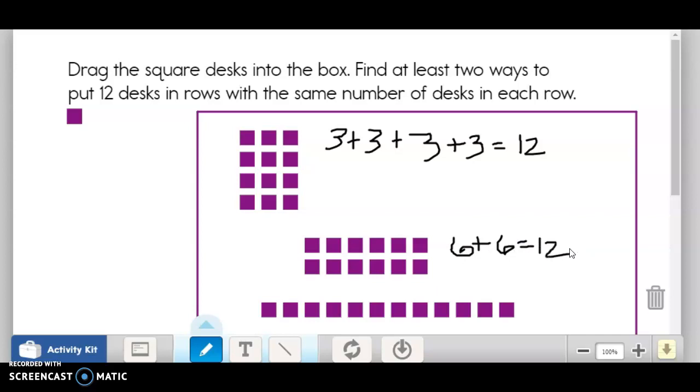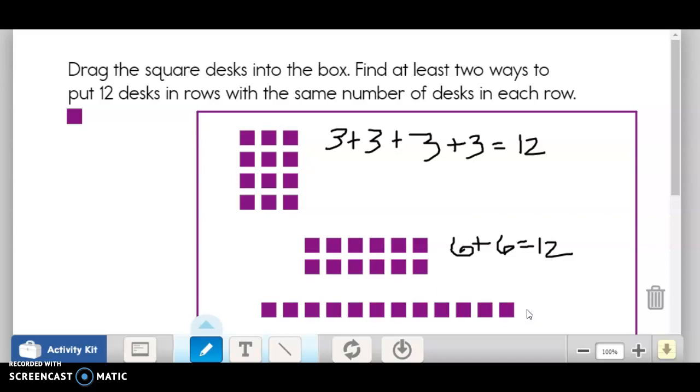And I was thinking desks too. Could you just do 1 row of 12 desks? Now that would be a lot of writing for Mrs. Berger. That would be 1 plus 1 plus 1 plus 1 plus 1 plus 1 plus 1 plus 1 plus 1 plus 1 plus 1 plus 1 equals 12.